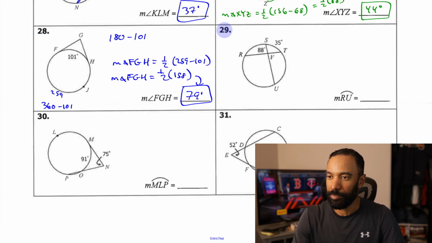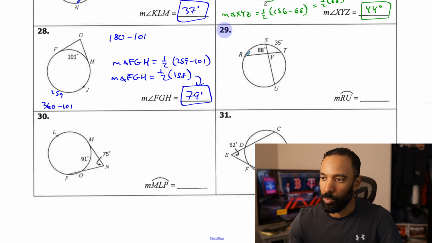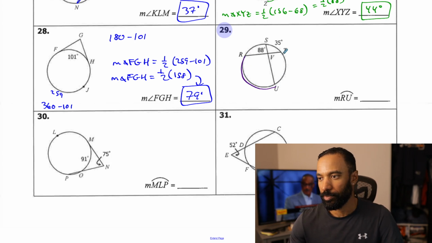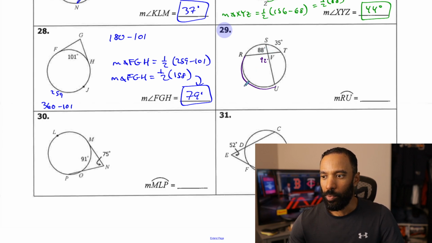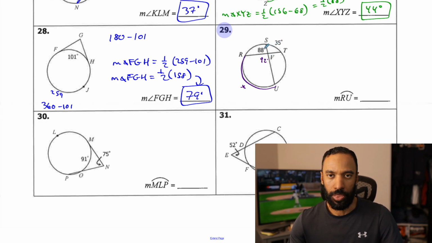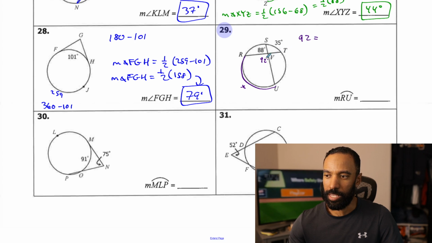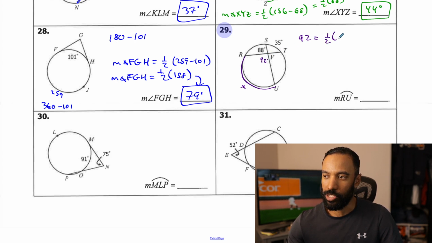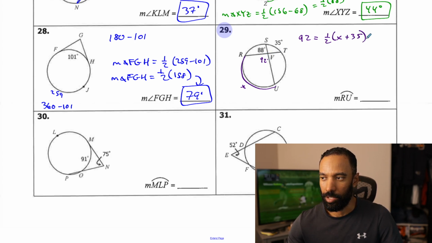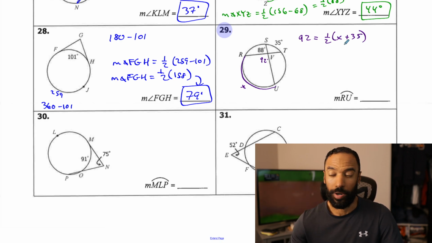Number 29. Find the measure of arc RU. It's this minor arc here. This is 88 degrees. Here's a linear pair with the 88. That'll be 92. 92 plus 88 is 180. So we need to find this x, the RU, whatever you put. I'm just going to put x. 92 is half the sum of the x and the 35. Because now this is the angle. So x is now a variable. It's now one of the arc measures, one of the quantities here.